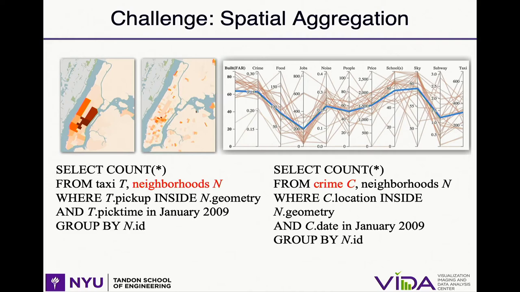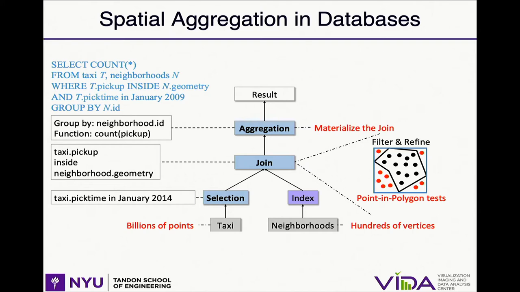When you're dealing with the parallel coordinates, you actually have one such aggregation query for each vertical line because you're looking not only at taxis, but subway, sky exposure, schools, prices, and so on and so forth, right? So you have a very large number of queries. And even though you saw that in Urbane this is really fast, if you actually use an existing relational database system, these queries are extremely expensive, right? And this slide is mostly for the database experts in the audience. These queries are very expensive for a number of reasons.